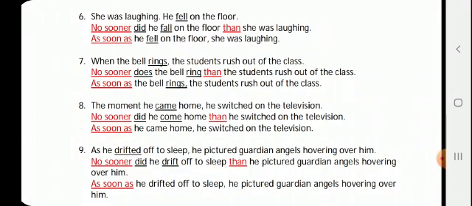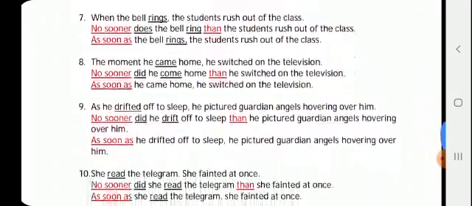So, no sooner did he fell is in the past tense, so we have added did. No sooner did he fall, fell will become fall, on the floor. Than is the compulsory word, and then the next action, she was laughing. When you want to convert it into as soon as, we'll remove the auxiliary verb did, fall will become fell. So, as soon as he fell on the floor, then we'll change into a comma, she was laughing. Great, let's look at the next one.